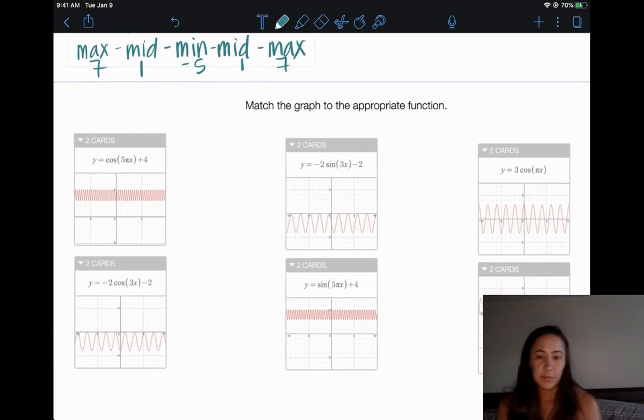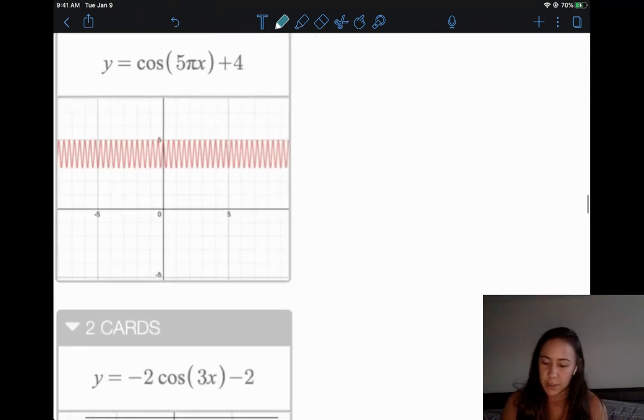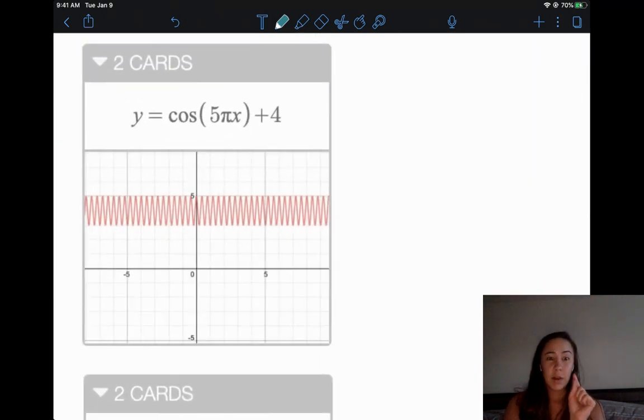Okay, matching the graph to the appropriate function. Well, here's the answer key. Answer key is a little tough, but here's your answer key. This cosine one, if you click on the graph on Desmos, you can zoom in. So you can see whether this cosine of 5 pi of x plus 4, you can see whether it started at the max or the min.